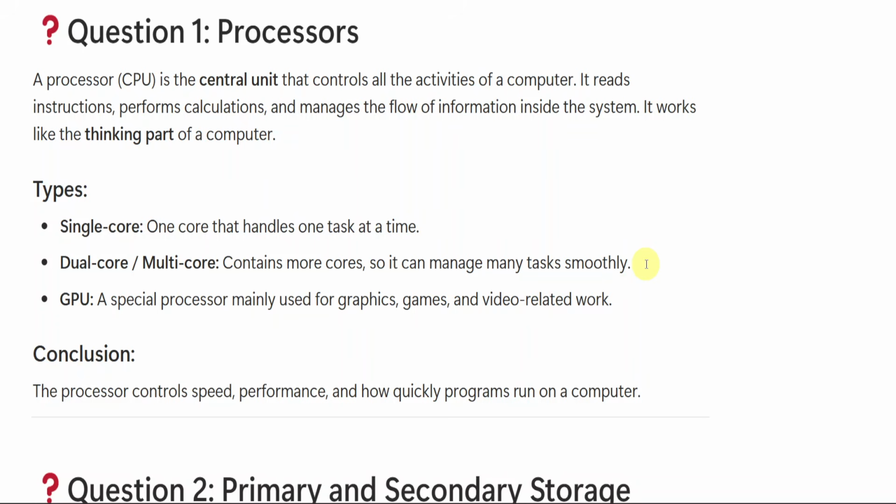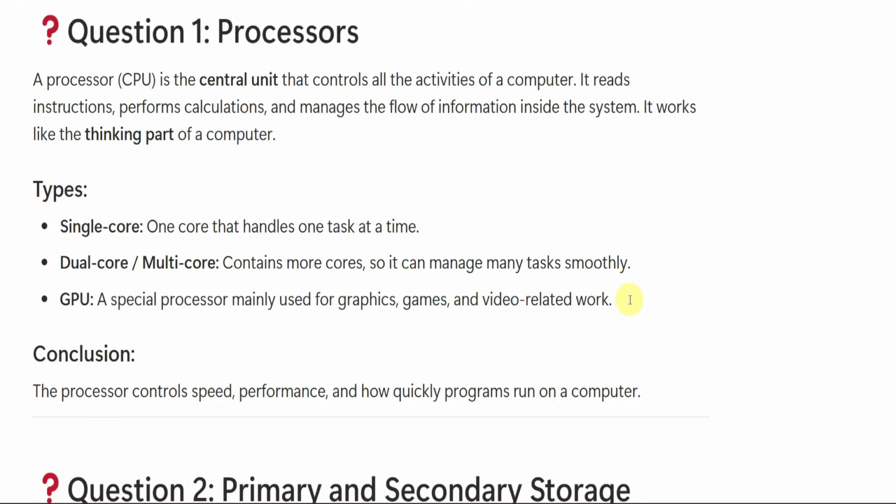Dual core or multi core has more brains inside. Brains here doesn't mean the real brain; it is like a central unit or a part. It can do many tasks at the same time, like listening to music, watching a video, talking to your friend on WhatsApp, and online shopping, all at the same time. Then we have the GPU.